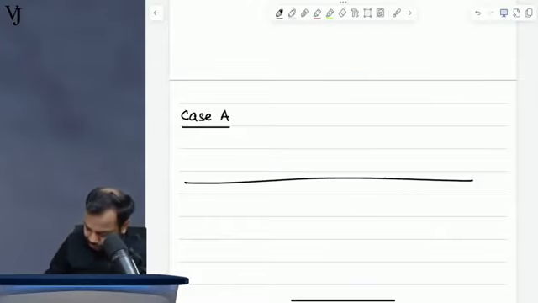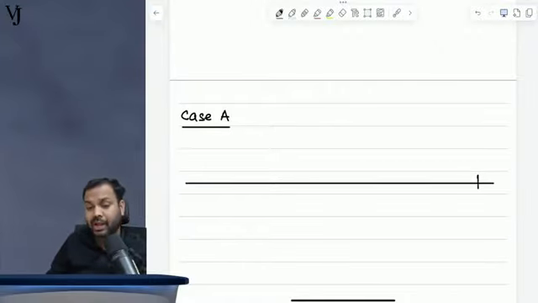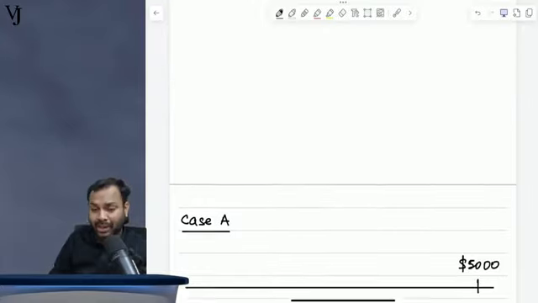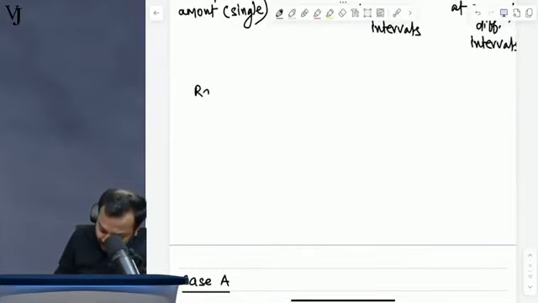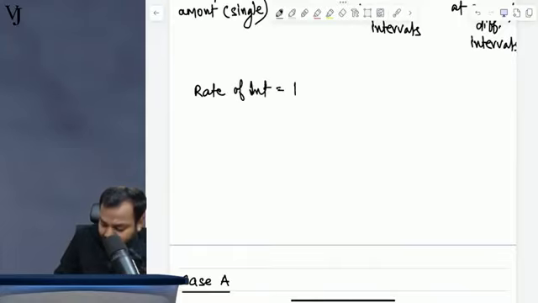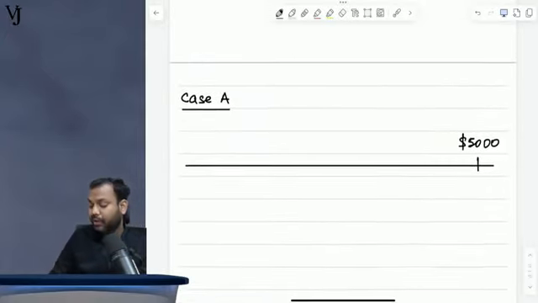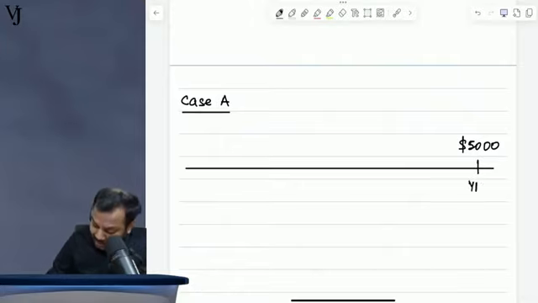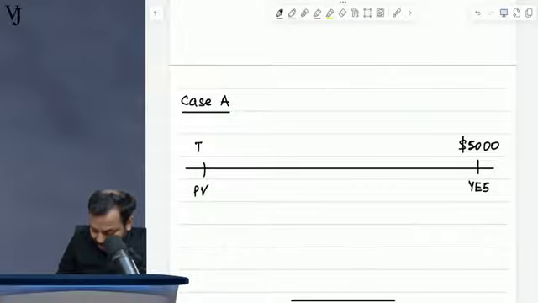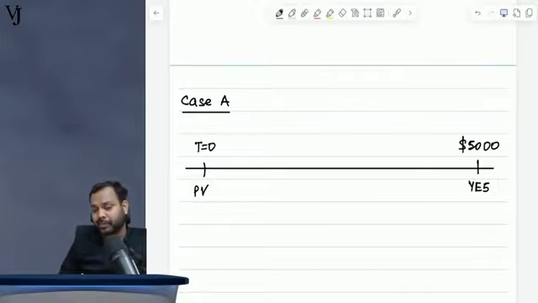Let's suppose, what is the present value of $5,000? Guys, for all the cases, I am assuming the rate of interest is 10% per annum. This is the basic assumption that I will have. Now, 5,000 I have to pay at year end 5. What is the present value at t equals to 0?